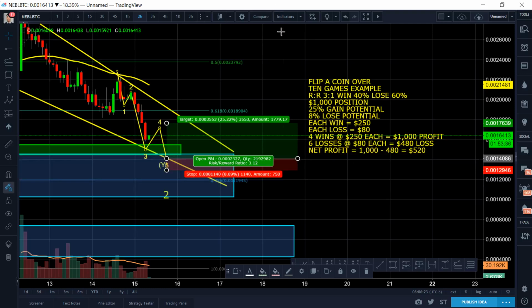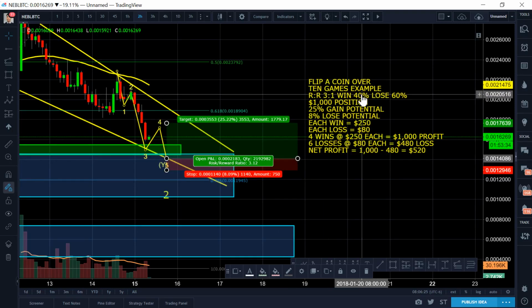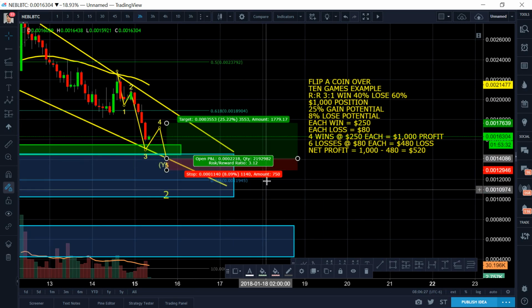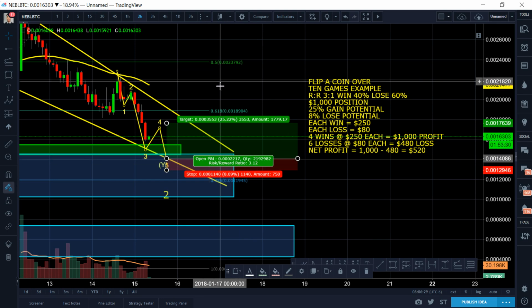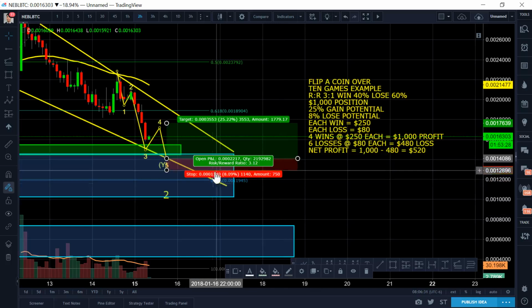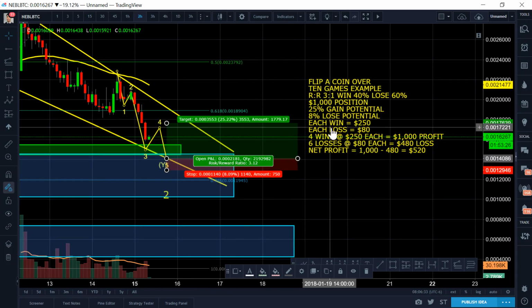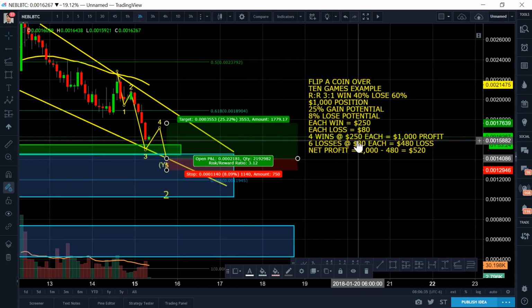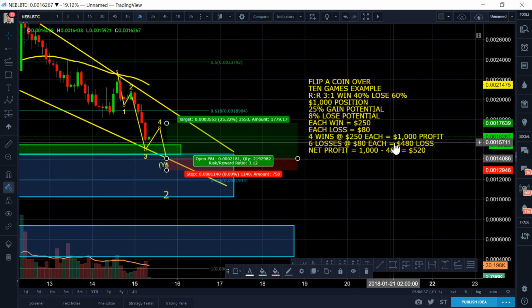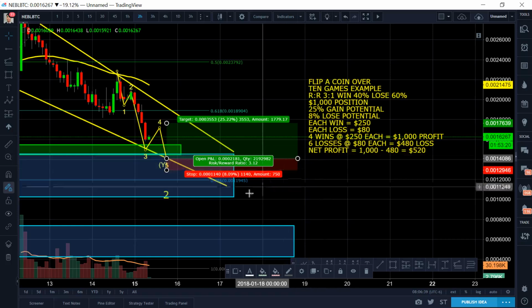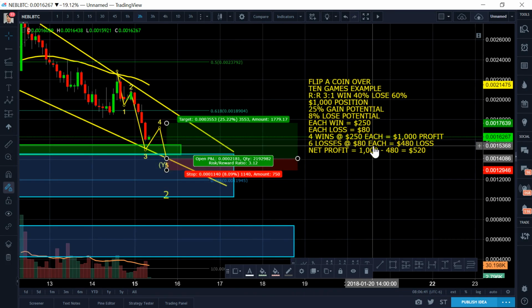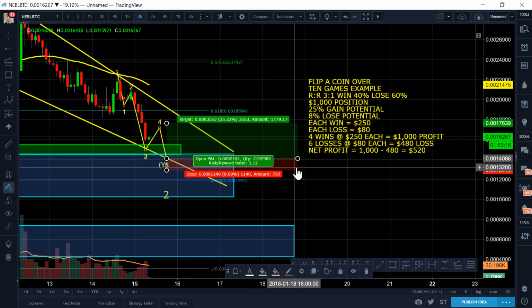So if you're playing 10 games and you lose 40% of the time, even where you're betting to go long, and it only goes up 4 out of 10 times, but it goes down 6 out of 10 times, right? So your each win at $250 each at 4 wins is equal to $1,000 profit. But your 6 losses, because it went down at $80 each, because that's where your stop loss was at 8%, that's $480 loss. So your net profit is $1,000 minus $480 is equal to $520 over 10 games.